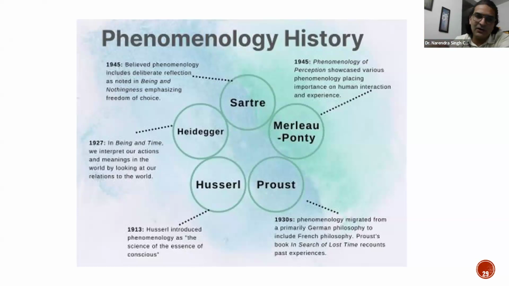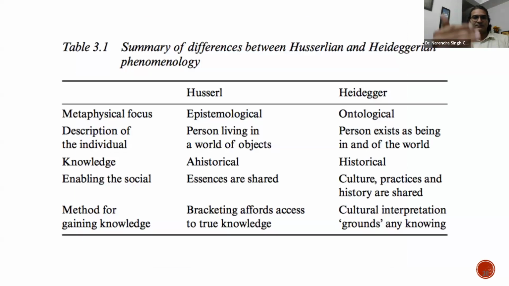Sartre believed phenomenology includes deliberation and reflection, as noted in Being and Nothingness, emphasizing freedom of choice. Then Phenomenology of Perception showcased various phenomenology, placing importance on human interaction and experiences. This is what Husserl and Heidegger have talked about. Epistemological, ontological: a person living in the world of objects, the description that the person exists as being in the world. Historical: essences are shared, and cultural practices and histories are shared. Bracketing affords access to true knowledge, and cultural interpretation grounds any knowing.